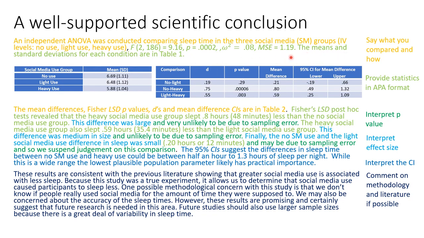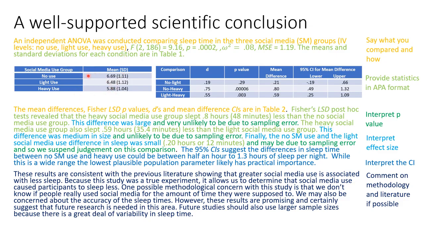then you're going to refer to a table. There's so much information to convey when you do ANOVAs. It's usually helpful to present the means and standard deviations of each condition in a table, and that's what I'm referring to here. The means and standard deviations of each condition are in table 1.